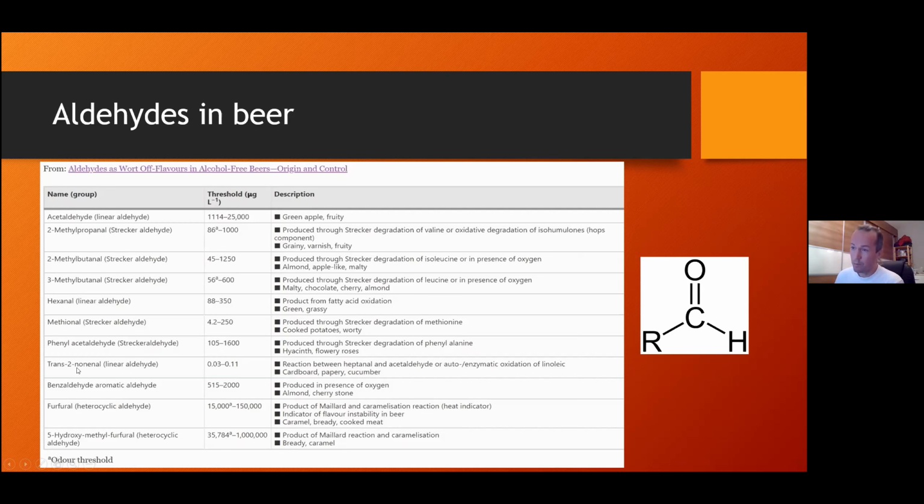Then there's the famous one, which is the most notorious aldehyde in beer, called trans-2-nonanol. This one has an infamous flavor of cardboard and paper, and yeah, you guessed it, it is responsible for oxidation in beer. And it's a reaction between another type of acetaldehyde and an oxidation of certain fatty acids, as I understand it. And here's the one, furfural, I was talking about. It's an indicator of flavor instability. It itself actually tastes quite nice. It's like caramel.